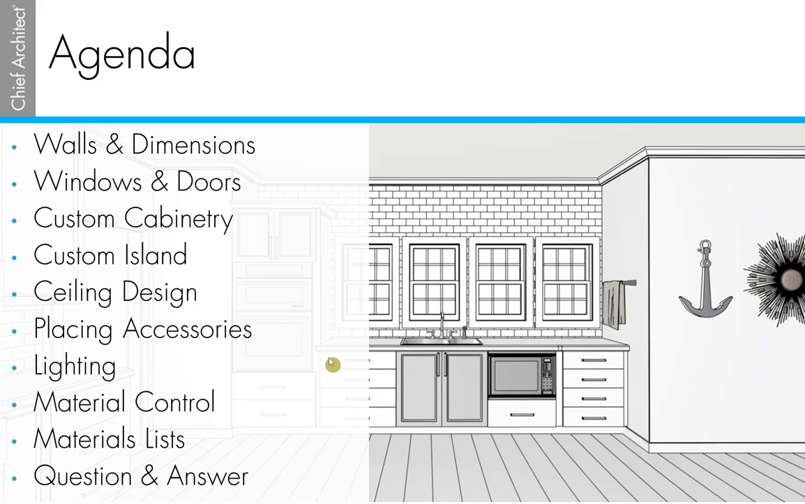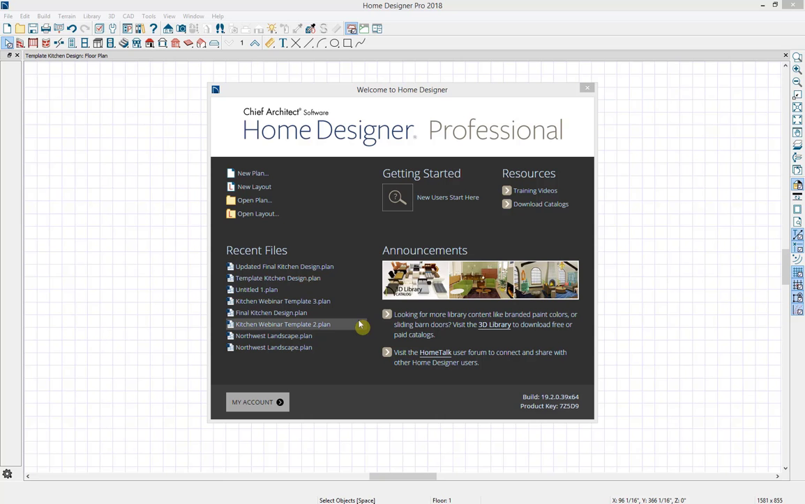For today's presentation, we'll be going over walls and dimensioning, placing windows and doors, designing custom cabinetry, as well as a custom island. We'll create a custom ceiling design, and we'll go over placing accessories and lighting, as well as material control, materials list, and then we'll have some additional time at the end for some more question and answers.